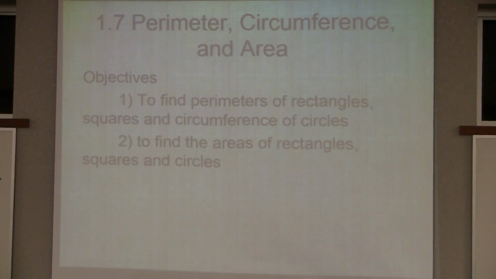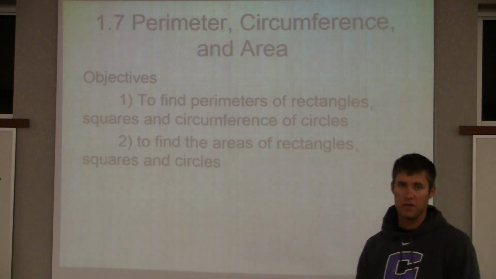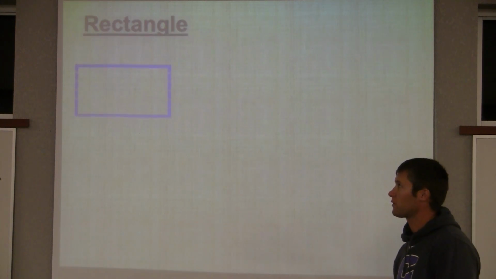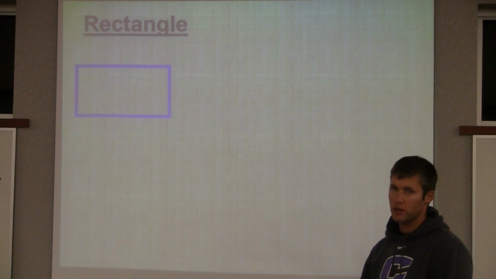Good morning, class. We're going to go ahead and do 1.7, perimeter, circumference, and finding the area. So we're going to find the area of these and find the perimeters of circles, squares, and rectangles. So we'll start off with a rectangle. We'll go through and just write down the equations.